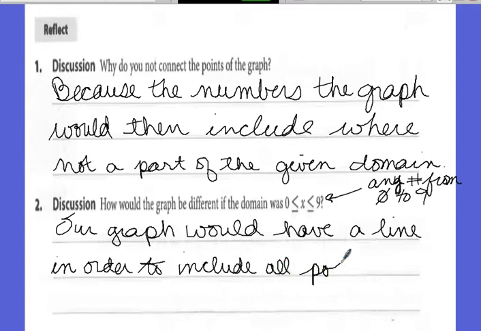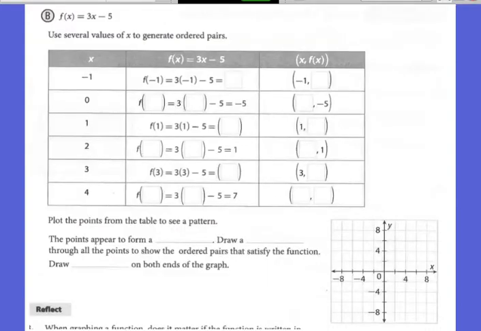All possible domain values. So again, when you're given a specific domain, you can only plot those points. But when you're given an inequality, that tells you that everything between those two numbers is in play. So that's when you're absolutely going to have a line, because you cannot make all those dots.